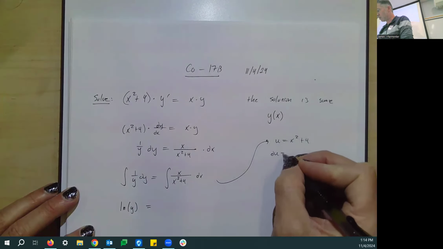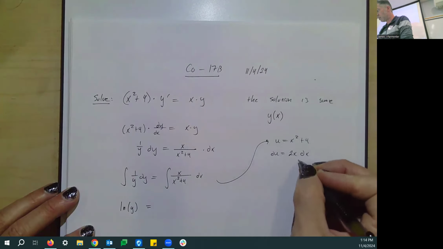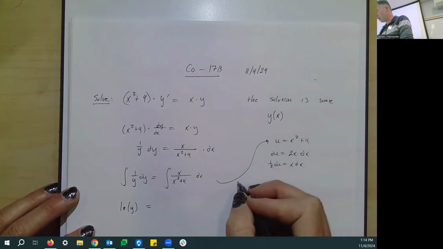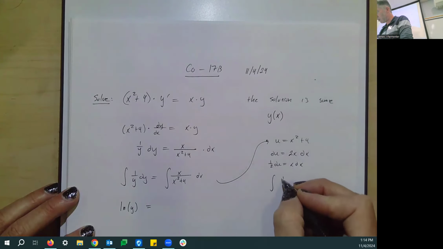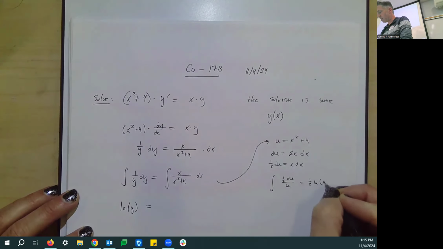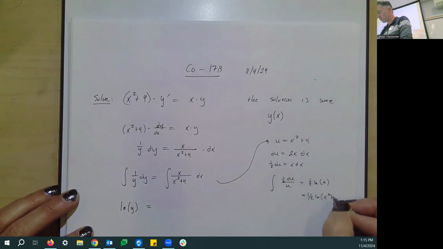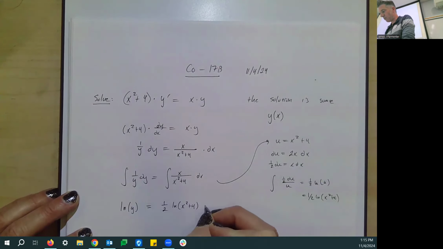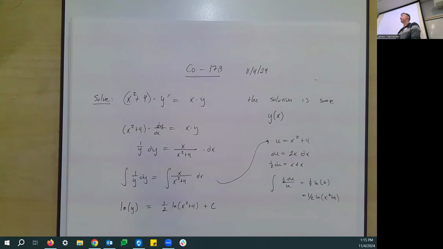Our du is 2x times dx. So 1/2 du is equal to x times dx. And the integral is going to be the integral of 1/2 du over u, which is going to be 1/2 natural log of u, which is 1/2 natural log of x squared plus 4. That's what we're going to get over here. 1/2 natural log of x squared plus 4 plus c.